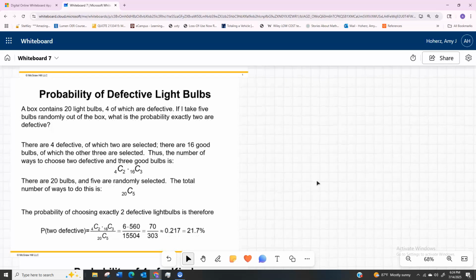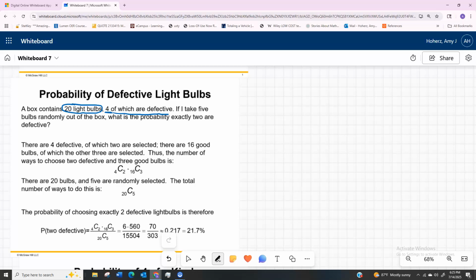All right, so now we have, boy, we're stuck on the number 20 on these examples. A box contains 20 light bulbs, 4 of which are defective. So let me redo that since it kind of covered it up. So we have 20 light bulbs total, and we have 4 of them which are defective. If you're going to pick 5 bulbs randomly out of the box, what's the probability that exactly 2 of those are defective?